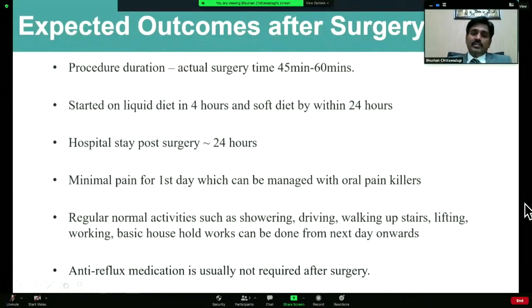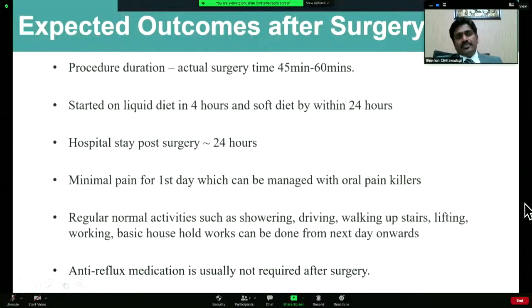Some initial difficulty to belch will be there, because you are used to having a lax wall, and now the valve is created. So maybe for the initial 2 to 3 weeks you will have difficulty to vent your air or to belch, but that slowly resolves within 2 to 3 weeks post-operatively.